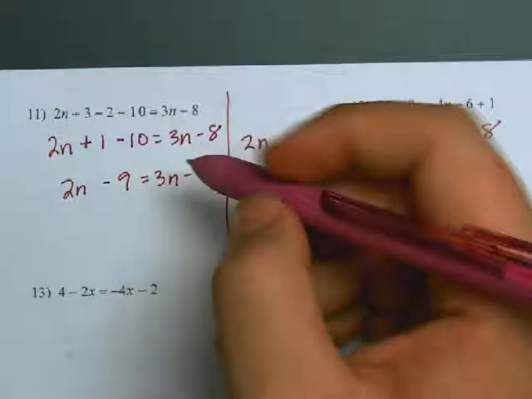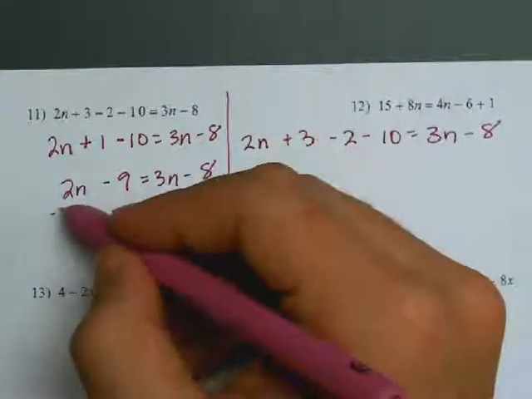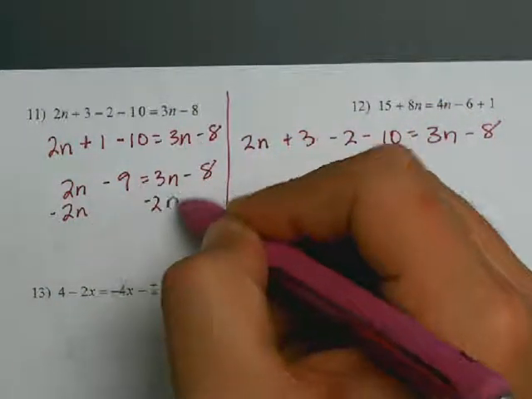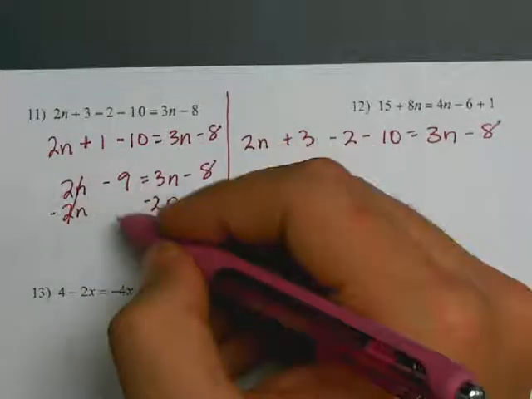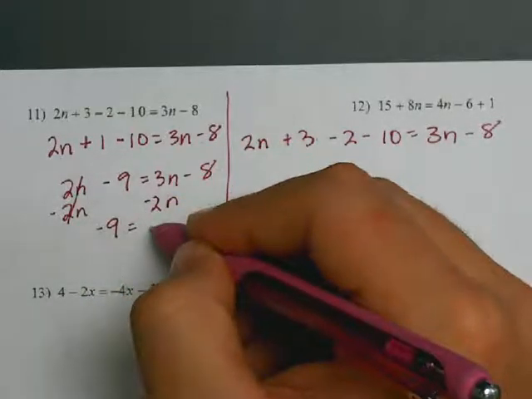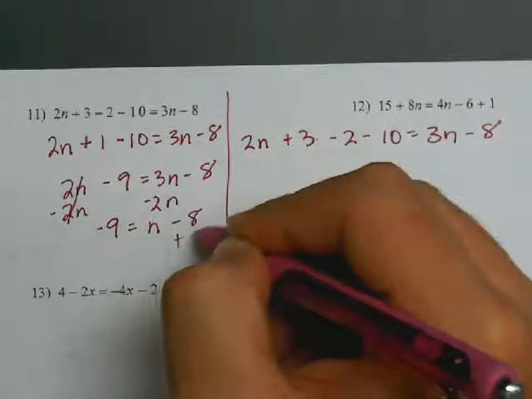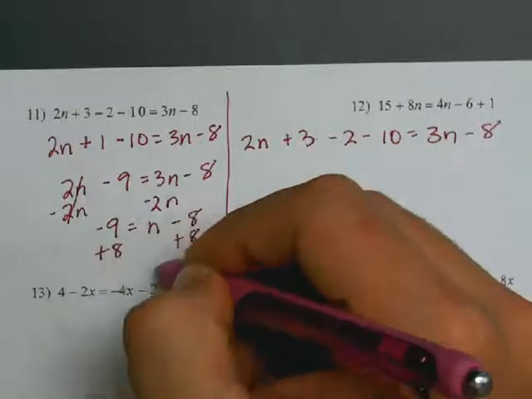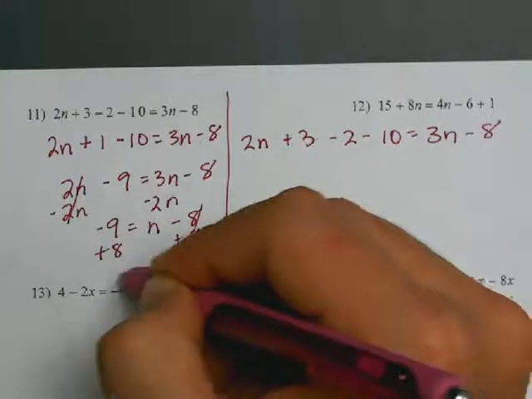And then I need to get my variables to one side, so I'm going to subtract 2n from both sides to get the variables to one side. That cancels. I have negative 9 equals n minus 8. I then add 8 to both sides, and I get n equals negative 1.